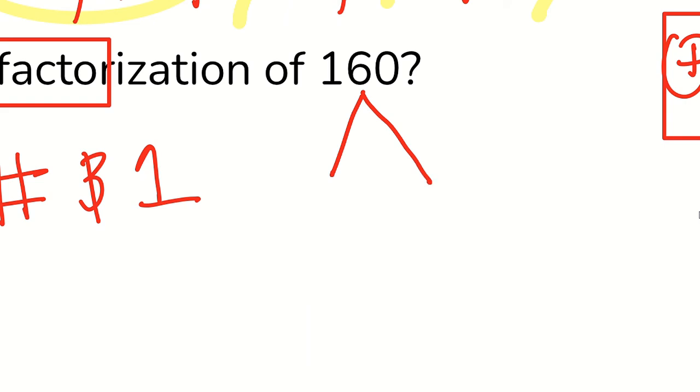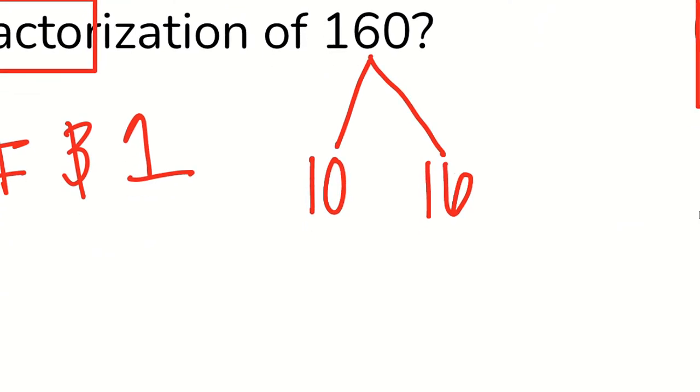So I'm going to break this up. The first thing I see is there's a 0 at the end, so I'm multiplying by 10. And I know 16 times 10 gives me 160. So now I've got some smaller things to work with. These are not prime numbers, though, so they're not done. So I got to keep going. I got to make more branches off my tree. So I can break 10 down.